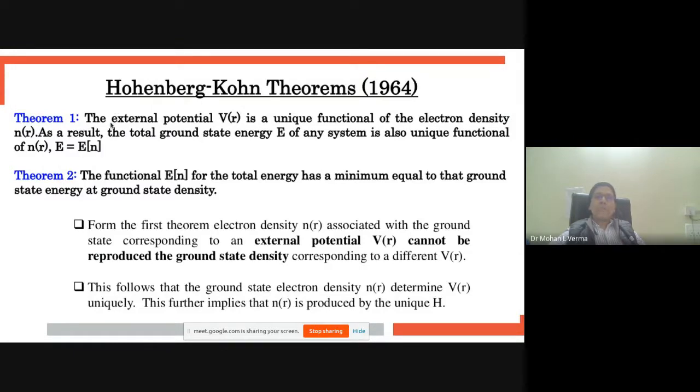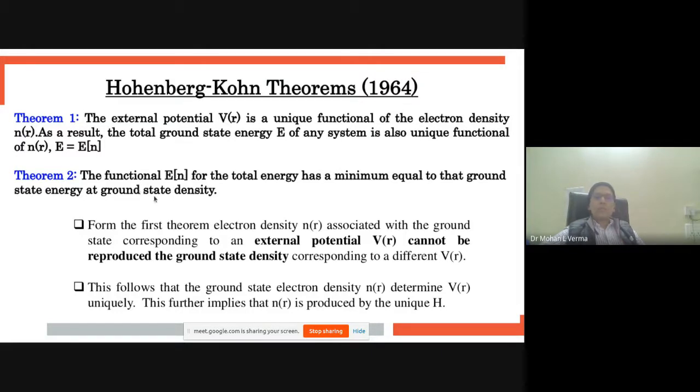First is theorem 1. The external potential is a unique function of the electron density, and as a result, the total ground state energy of a system is also a unique functional. Remember this, that generally we talk about the energy at the ground state, and density functional theory based studies are ground state based studies.